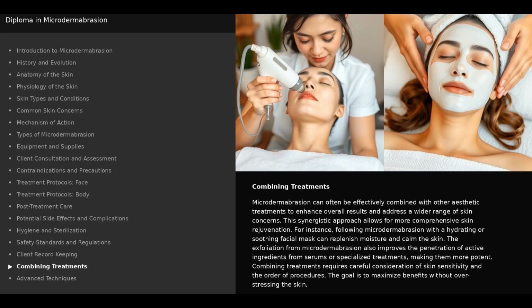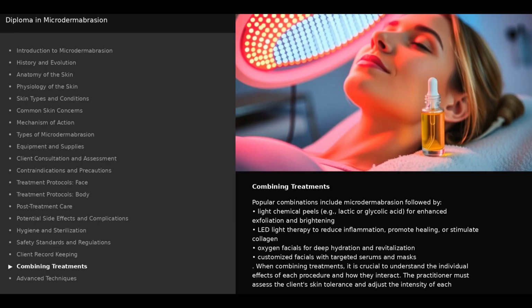Combining treatments requires careful consideration of skin sensitivity and the order of procedures. The goal is to maximize benefits without overstressing the skin. Popular combinations include microdermabrasion, followed by light chemical peels, e.g. lactic or glycolic acid, for enhanced exfoliation and brightening; LED light therapy, to reduce inflammation, promote healing, or stimulate collagen; oxygen facials for deep hydration and revitalization; and customized facials with targeted serums and masks.